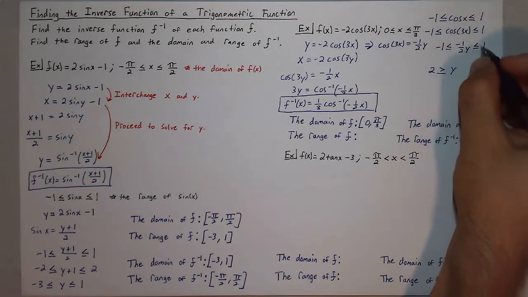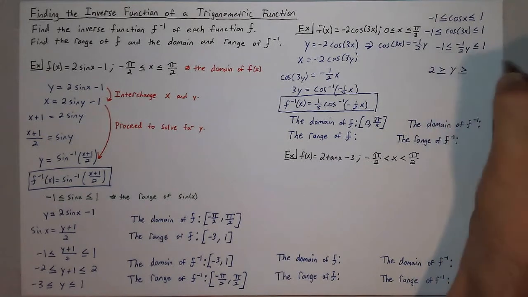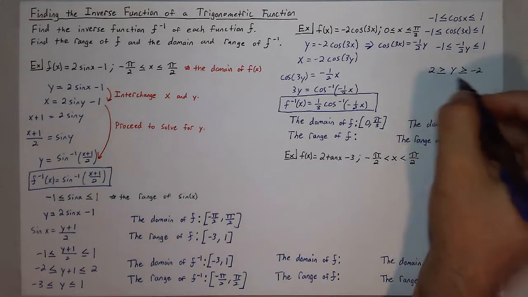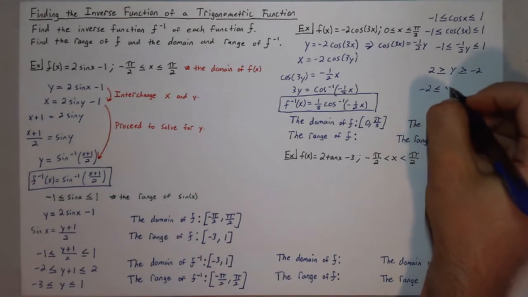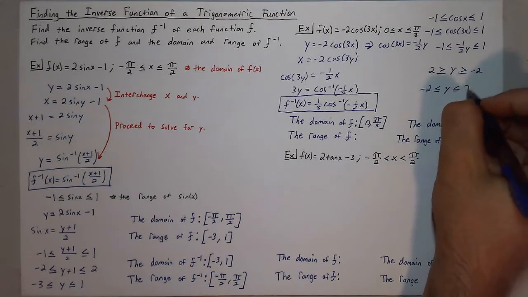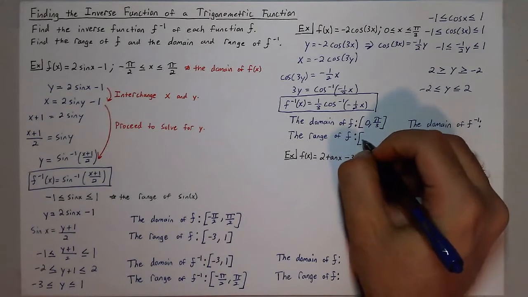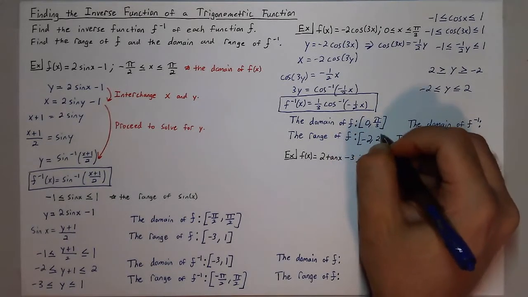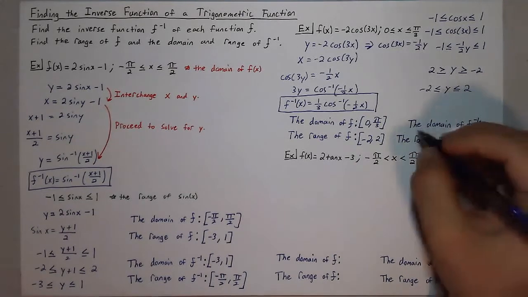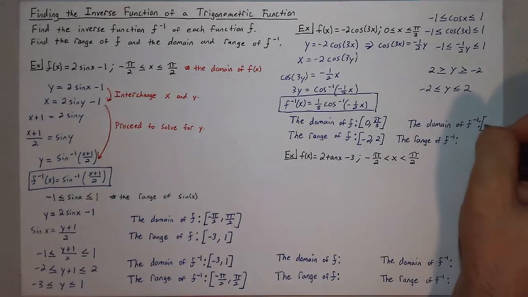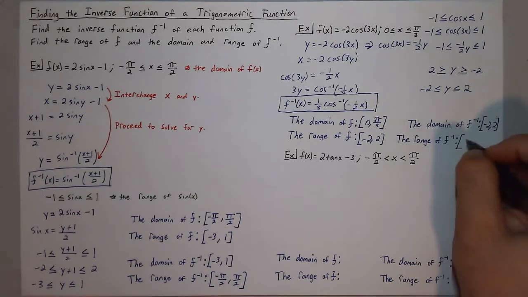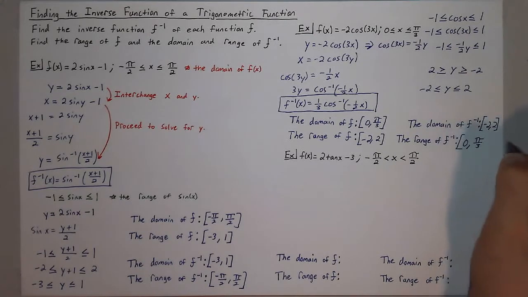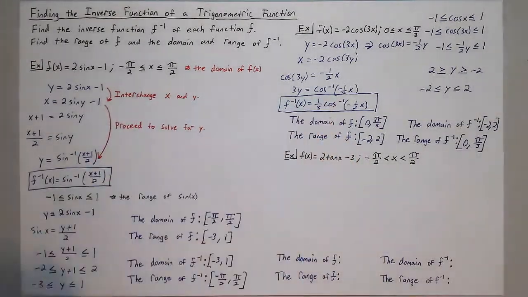Now I have y, and again, flip that inequality because I multiply by a negative number, and that becomes negative 2. And I can rewrite this to be a little more clear, because now this is negative 2 is less than or equal to y, which is less than or equal to 2. So my range becomes negative 2 to 2. So now the domain of f inverse is negative 2 to 2. And the range of f inverse would be 0 to pi over 3. So I'm just going to switch the domain and range of the original function.